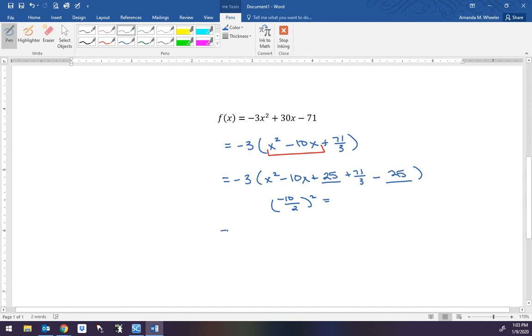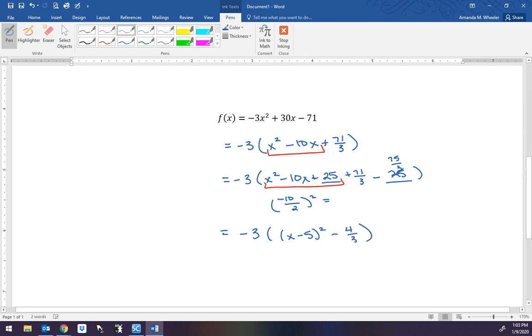And we're looking to factor these first three terms. So x squared minus 10x plus 25, the factors of 25 that add to negative 10 are negative 5 and negative 5. So that gives us x minus 5 squared. And then 25 is the same thing as 75 thirds. So 71 thirds minus 75 thirds is going to give us a negative 4 thirds.